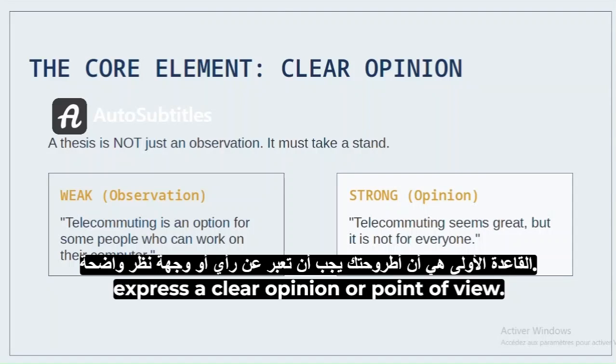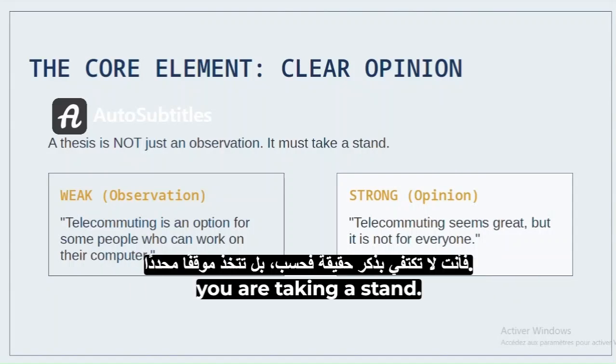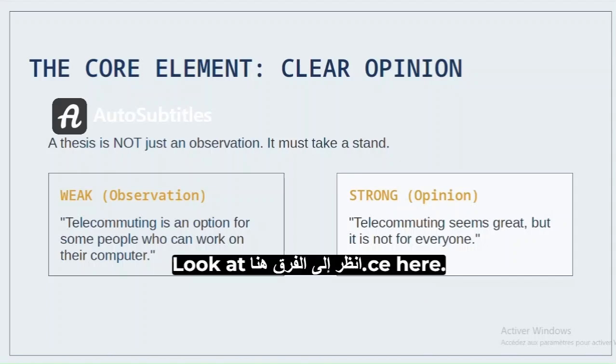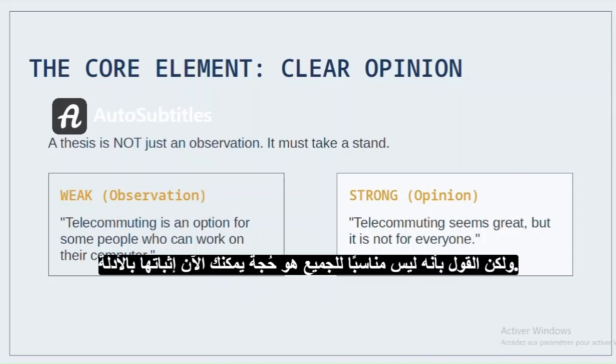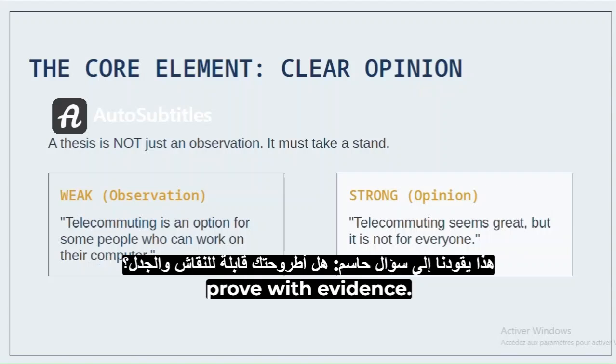The first rule is that your thesis must express a clear opinion or point of view. You aren't just stating a fact, you are taking a stand. Look at the difference here. Simply saying telecommuting is an option is a neutral observation. But saying, it's not for everyone, is an argument that you can now prove with evidence.